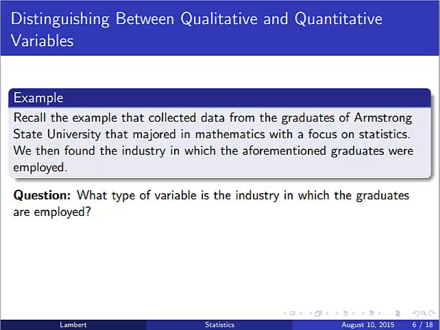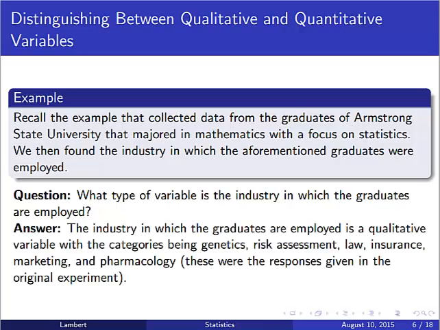Okay, you had risk assessment, you had law, insurance, I think pharmacology was another one. But when you think about it, is it a numerical value? Is it some sort of measurement? Or are we placing them into categories when we're looking at the variable? Well, you should answer that we're placing them into categories. So that means we have a categorical or qualitative variable, right? And there's the list that we mentioned a second ago of the categories that actually come into play.